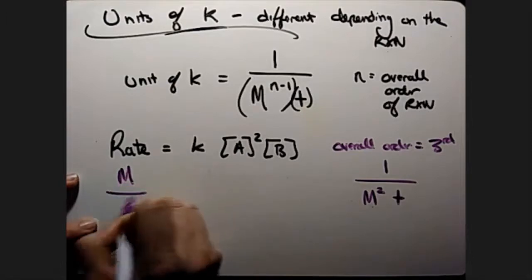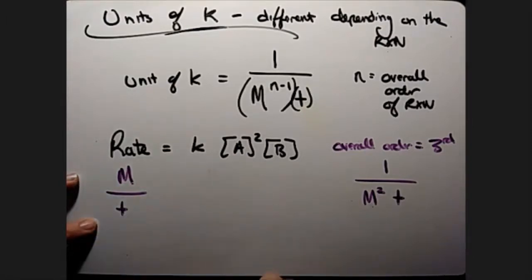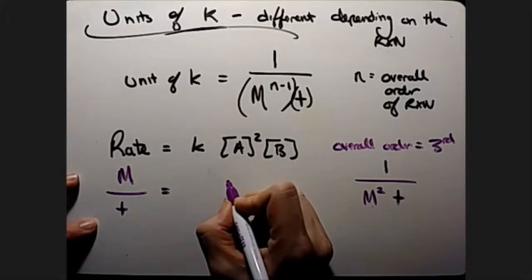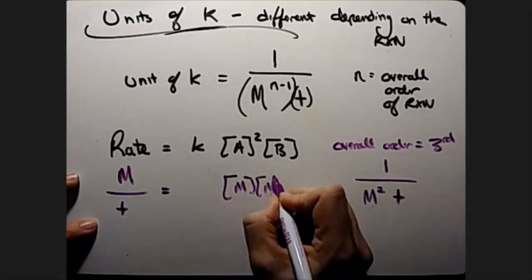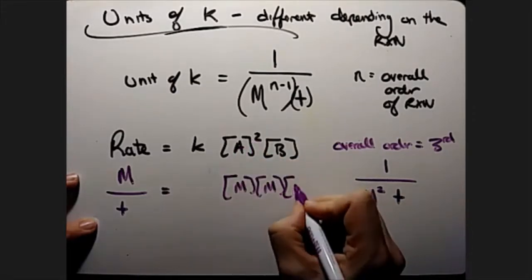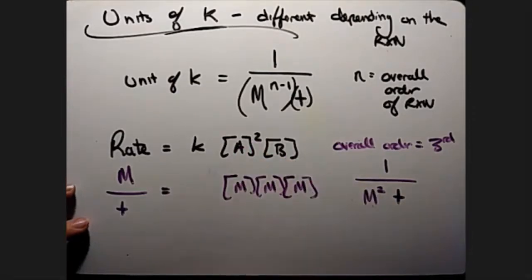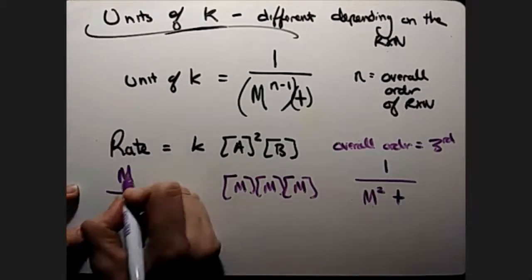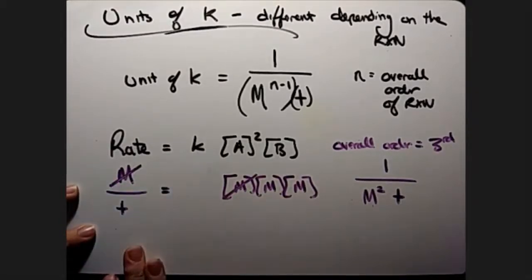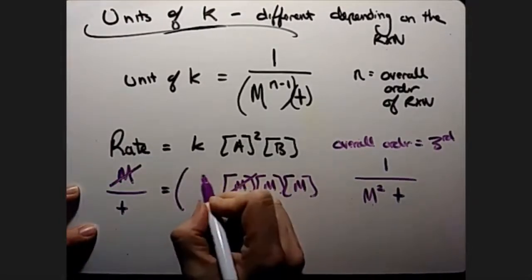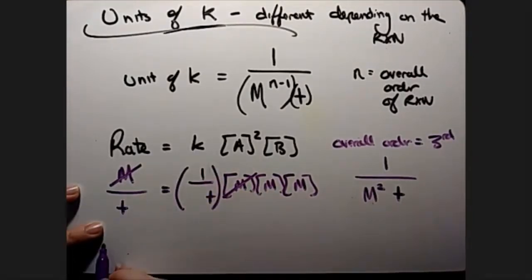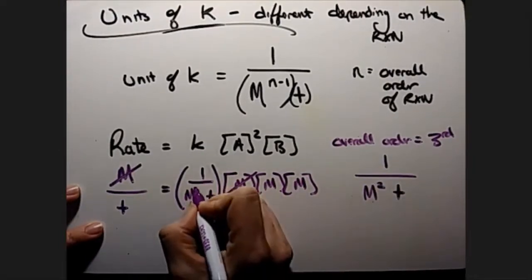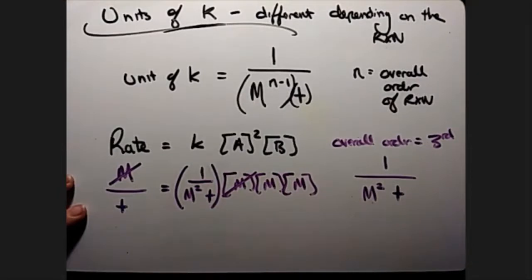So again, molarity over time is my rate, equals my unit of K. And this would be molarity times molarity. That would be molarity squared, times yet another molarity for the B. So only one of those molarities cancels out. I need to introduce the time to bring that back over to this side. And I still have two more molarities that I need to cancel out. So I'm going to put it over molarity squared, and it works.